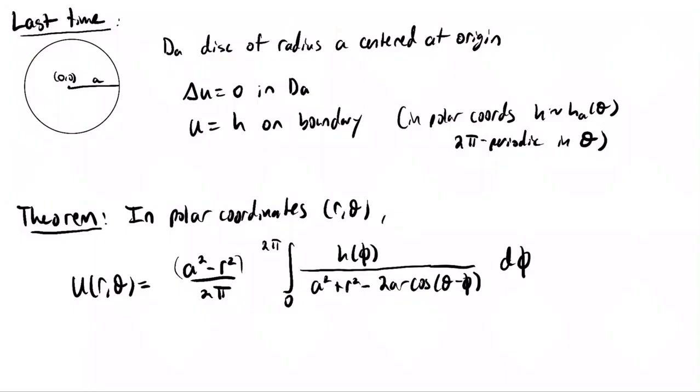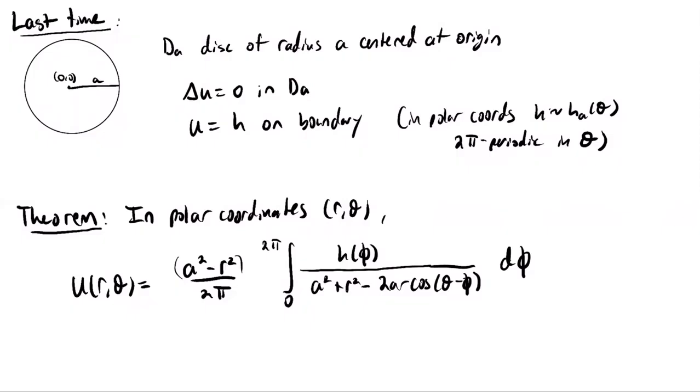And so the problem is to find a function u such that the Laplacian of u is equal to 0 inside the disk, and such that u is equal to a given function h on the boundary, right? And remember, since we have some nice rotational symmetry for this domain, it's helpful to use polar coordinates and to view all these functions as functions of polar coordinates, and in particular use the formula we have for the Laplacian in polar coordinates.